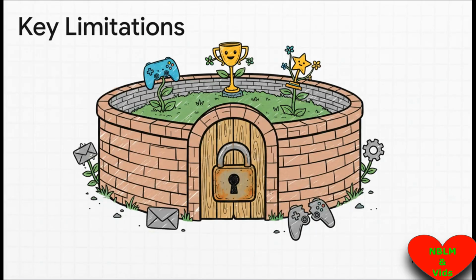So here's the trade-off. For now, at least, it's kind of a closed garden. You only get access to the specific games that Google has approved. That means no general apps from the Play Store, and some massive games like PUBG Mobile just aren't there yet. It's amazing for what it does, but what it does is still a bit limited.